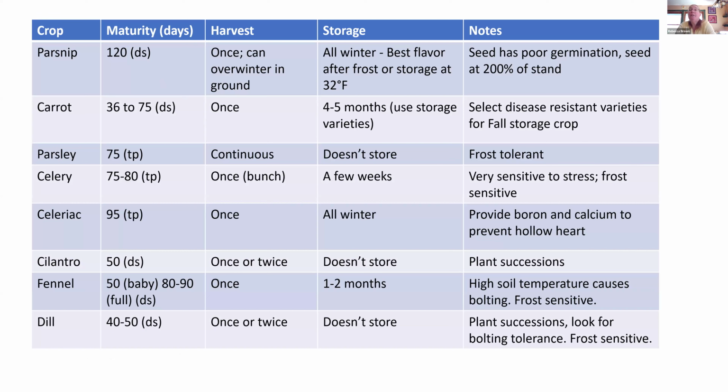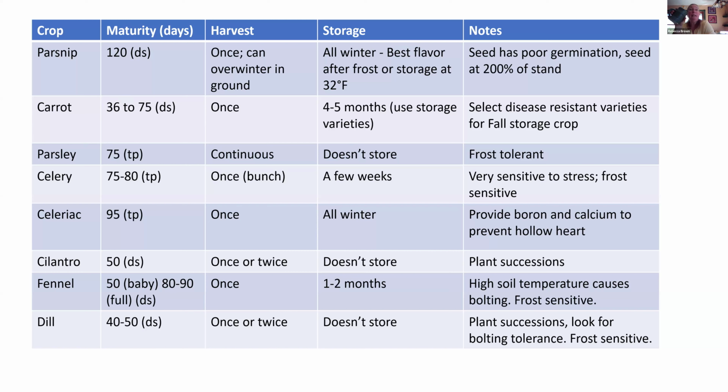Parsnip seed has very poor germination, so you want to seed at 200% of stand, and you want to either buy fresh seed every year or store your seed in the freezer. Carrot can be anywhere from 36 to 75 days. Storage types, which are also the longer maturing ones, can store for 4 to 5 months. And disease-resistant varieties are very important for this fall storage crop.